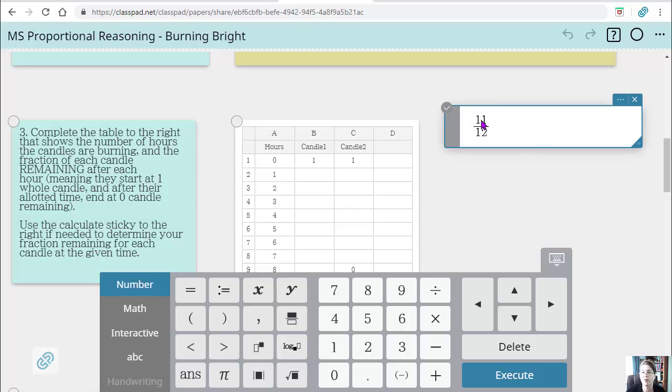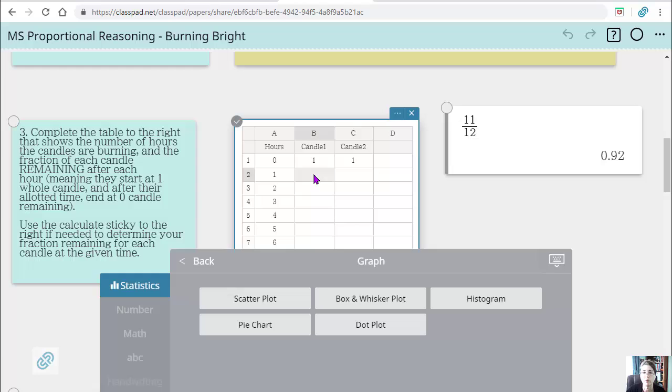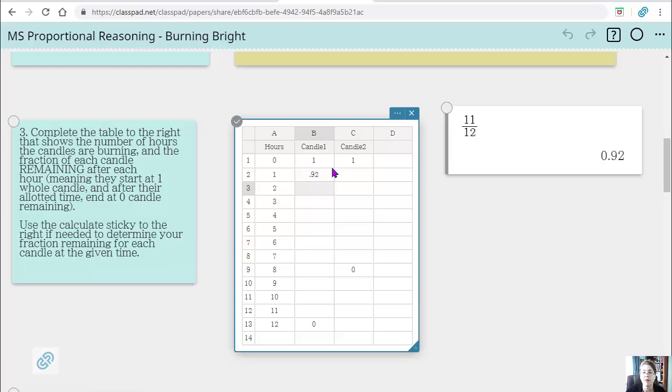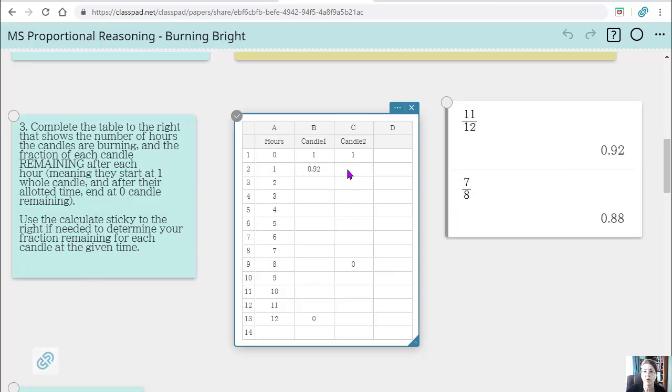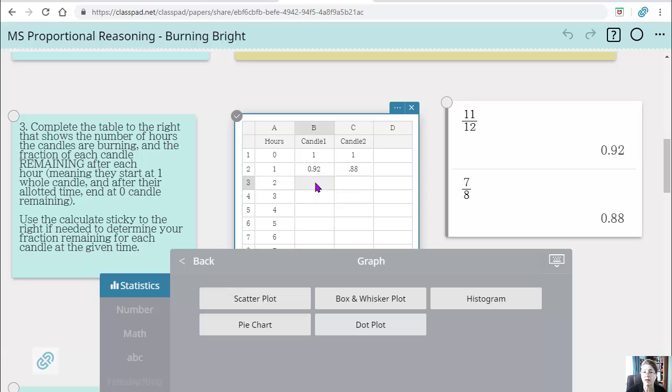So we could calculate out what that means, and in here, we would record 0.92. And for candle 2, if it's burning 1/8 every hour, then at the first hour, it has 7/8 left. It's not whole anymore, and so it's at 0.88. As we would expect, the one burning faster is going to be shorter after each hour. And so we're going to continue to collect the data that way. So at hour 2, if we had 12/12, now we have 10/12, right? So they're going to calculate all of that out.